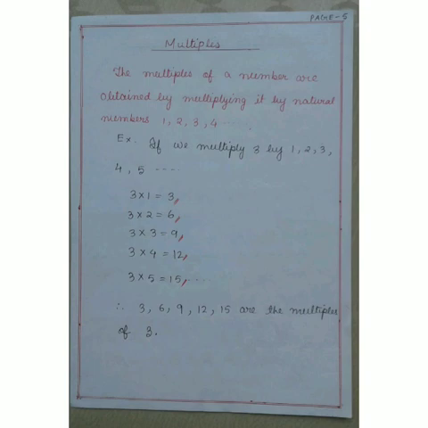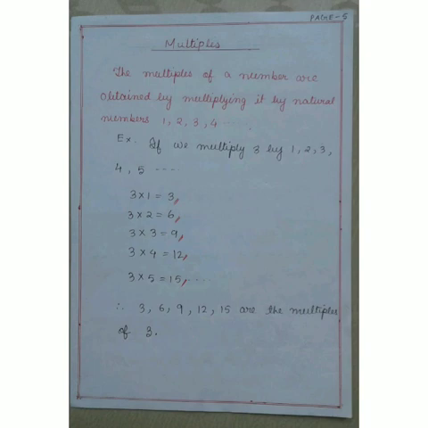If I multiply 3 by 1, I get 3. If I multiply 3 by 2, I get 6. If I multiply 3 by 3, I get 9. If I multiply 3 by 4, I get 12. If I multiply 3 by 5, I get 15. Therefore, multiples of 3 are 3, 6, 9, 12 and 15.